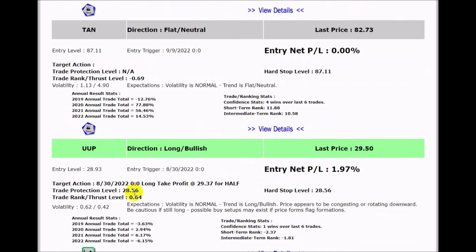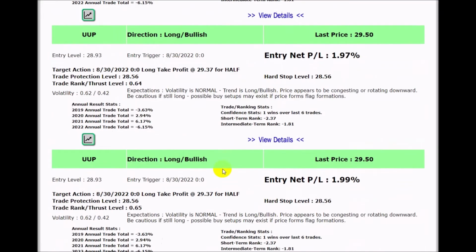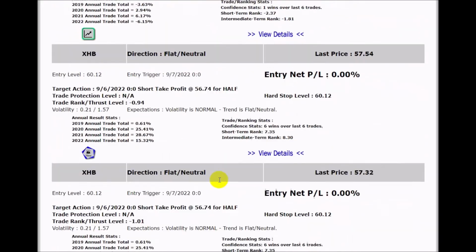UUP, we already have our target. We've sold half for 29.37 on 8.30. We're up 1.97. We have our protection level here at 28.56, which is just below our entry, about 40 cents. Got a bunch of UUPs here. I'll have to fix that.